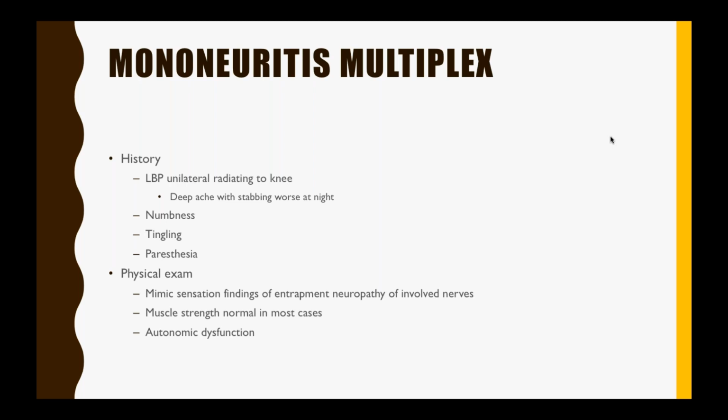There also are signs of autonomic dysfunction. That's why I mentioned bowel and bladder dysfunction in the case, and why it's important to ask about bowel and bladder function when you're screening patients with suspected polyneuropathy.